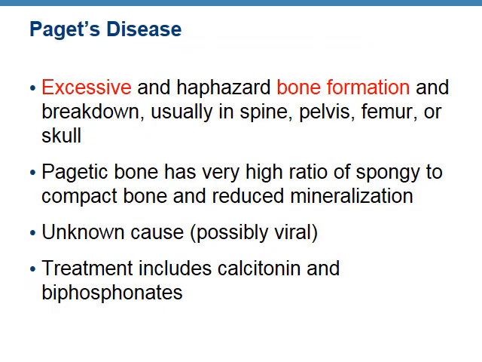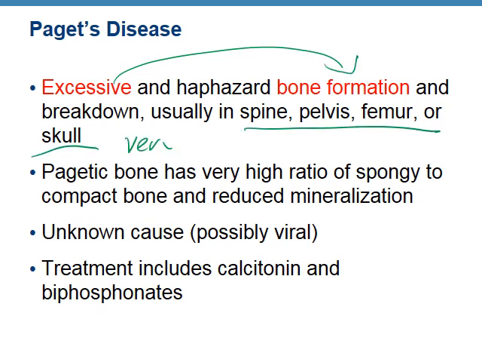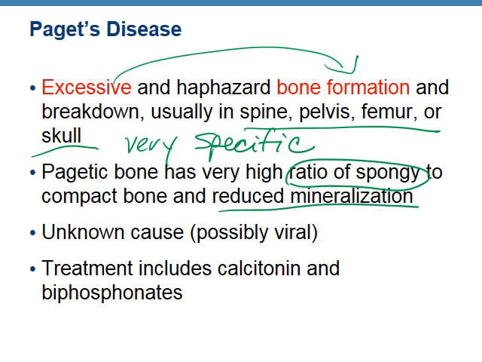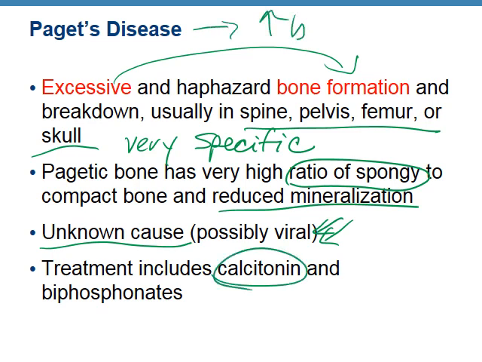So now we look at Paget's disease. This is excessive bone formation in very specific areas. So it's not happening all over. But the bone is very spongy and it has reduced mineralization, so it's not as hard. We don't know the cause, so there's still things in anatomy that we don't understand. We think it is possibly viral or genetic, so somehow a virus is either inserting into the gene or there's a gene and we just don't know. One of the treatments is calcitonin because in these individuals they have very high blood calcium levels. So the calcitonin will tone down the blood calcium level.